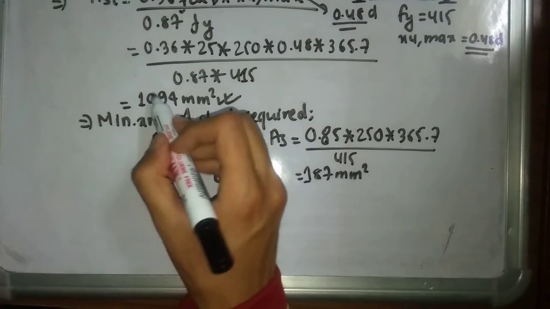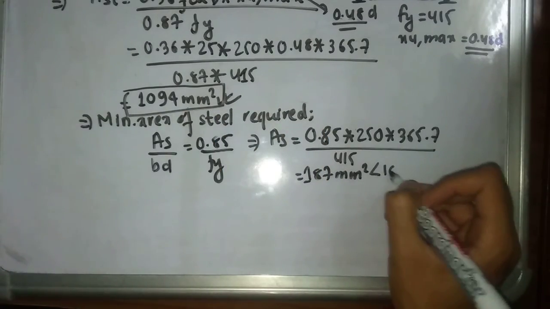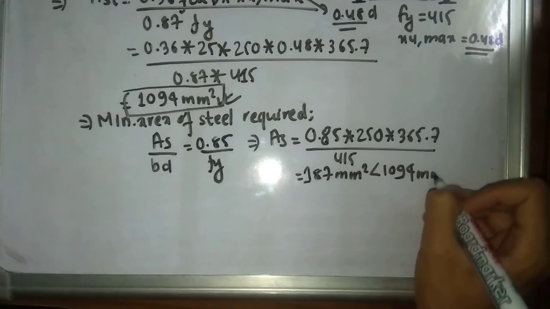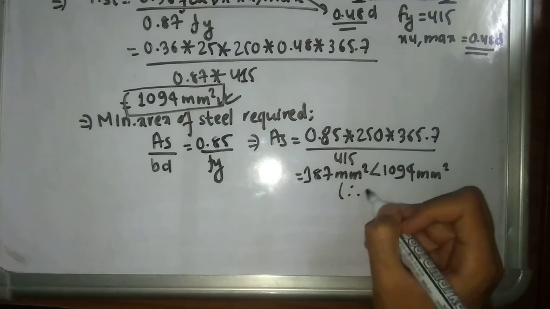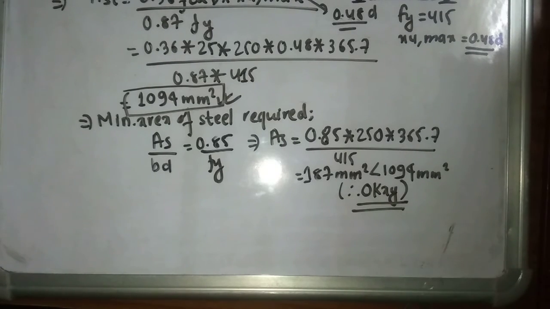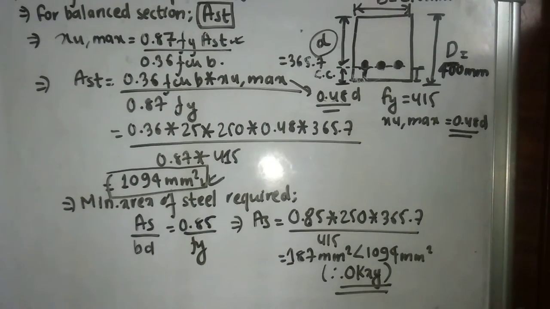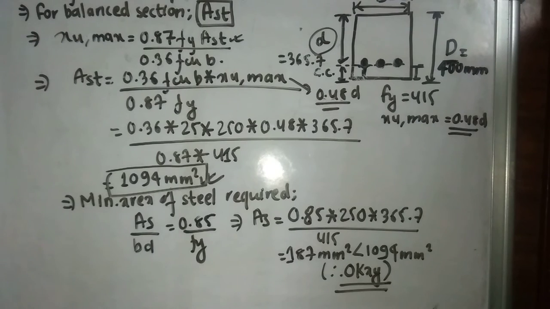As you can see, the area of steel we calculated was 1094, and 1094 is definitely greater than 187 mm², so our designed beam is correct, or it is okay, and we can move further. Finally, after all this design being completed, we need to at last find out the diameter and number of bars which we are going to use. It's just going to be a complete hit and trial. So let me show how it is done.